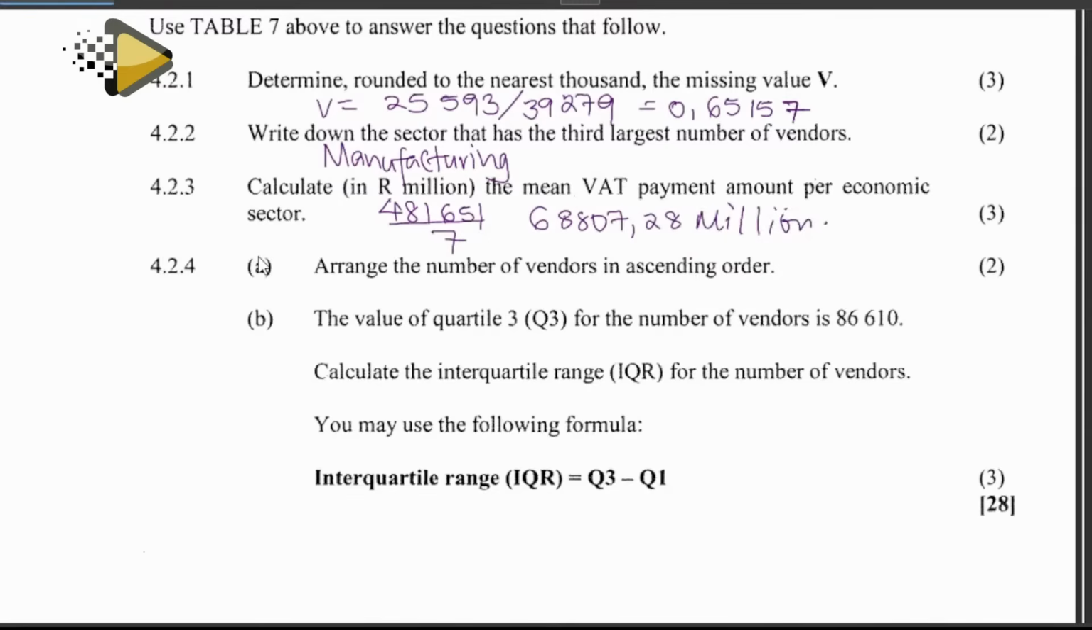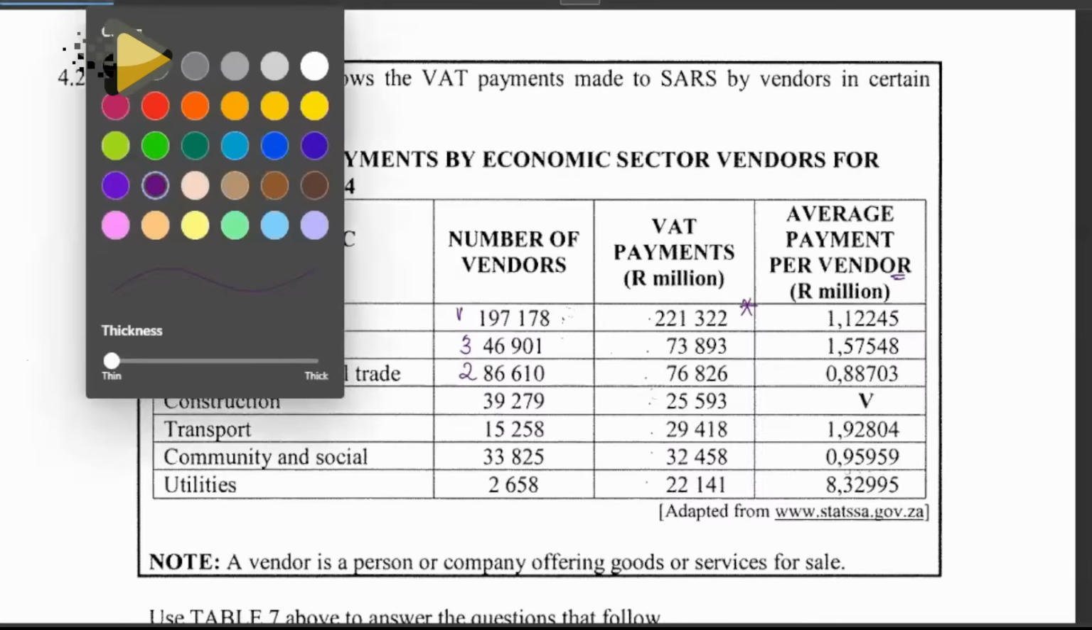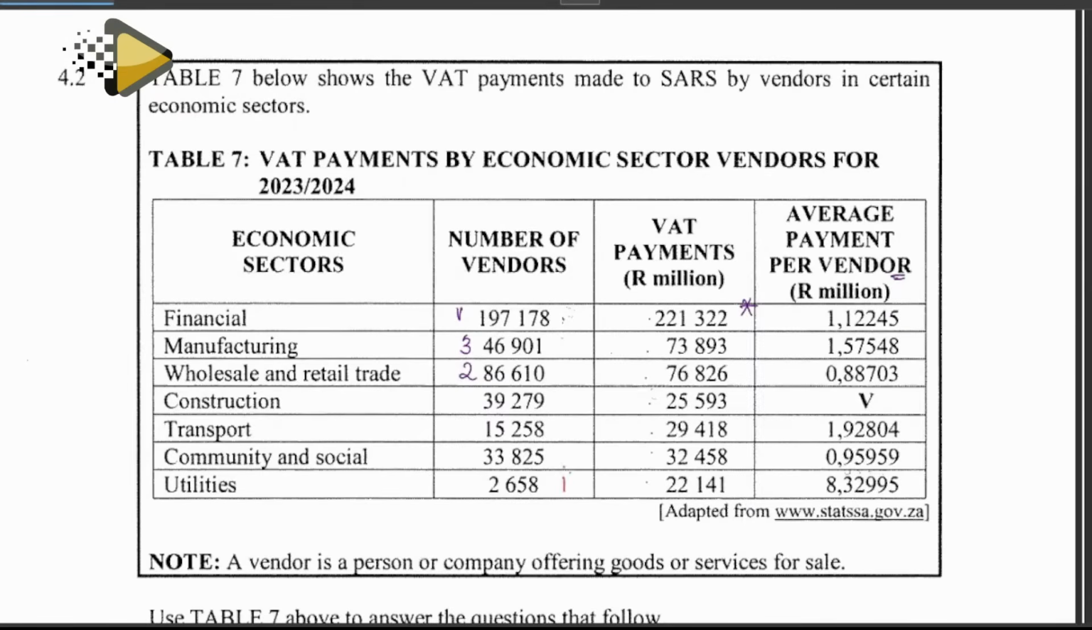Arrange the number of vendors in ascending order, small to big. Number of vendors, small to big. This is our number 1. Then 2, 3, 4, 5, 6, and 7. That's what they want you to do.